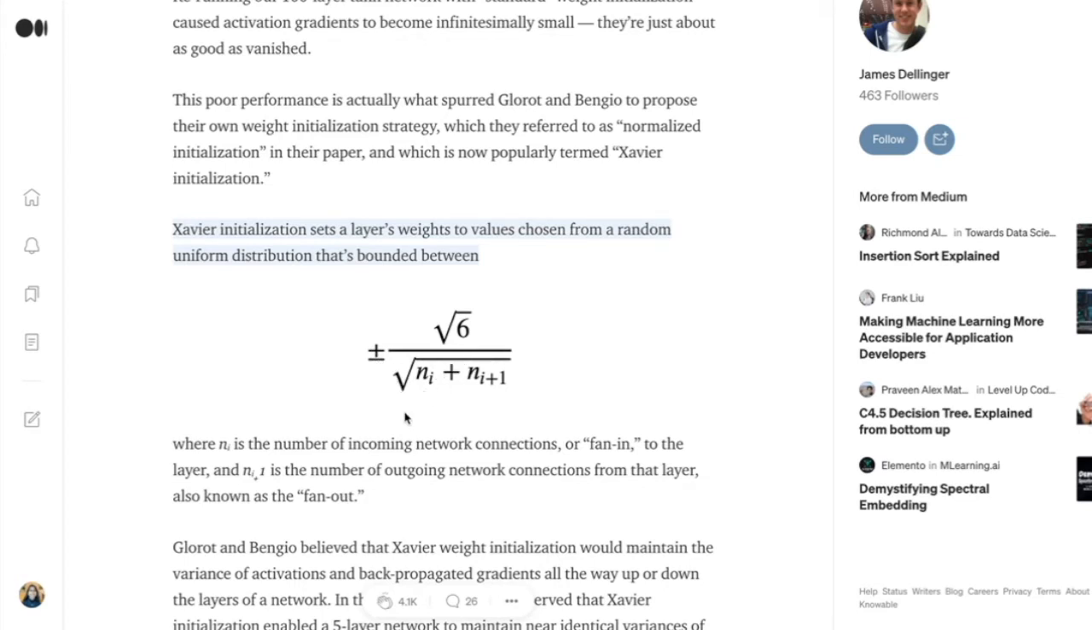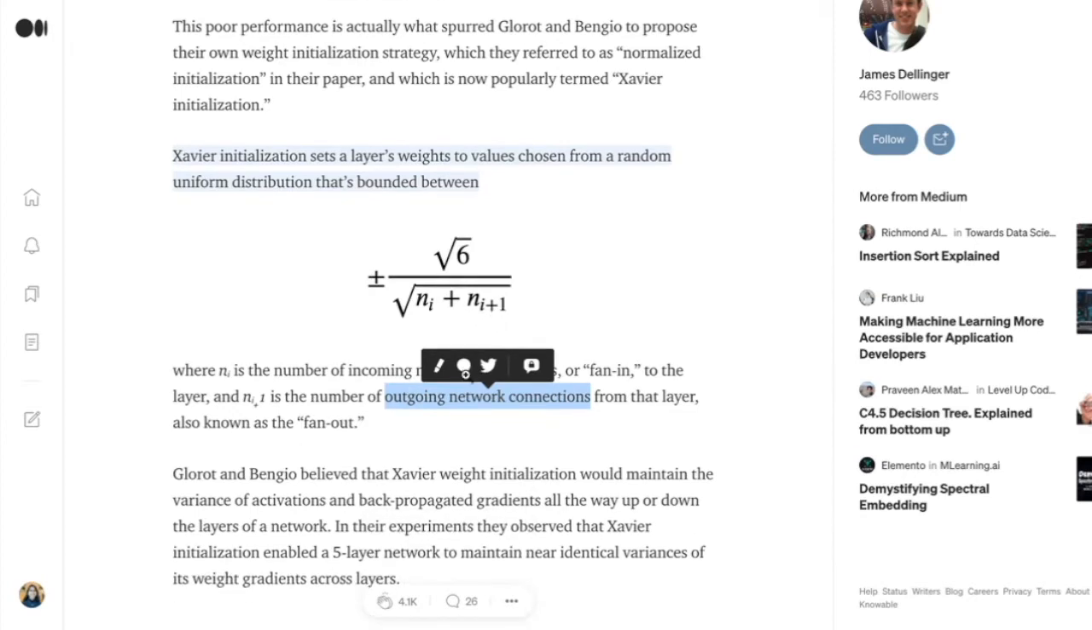NI is basically the number of incoming neural network connections. So if you've ever seen an artificial neural network, if you haven't, feel free to search it up now because it'll be easier to understand. Whatever the network connections are attaching to that specific node, the amount is NI, and then NI plus one is basically the outgoing. So from that layer, which has all the nodes in the artificial neural network, the outgoing network connections is basically NI plus one.